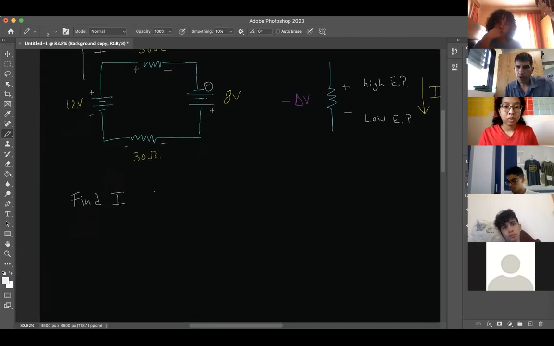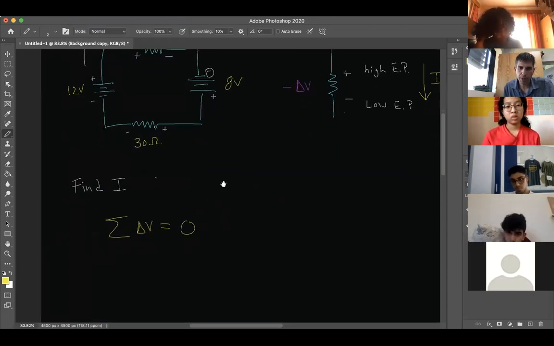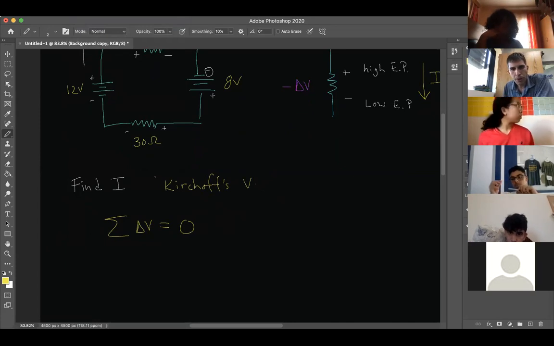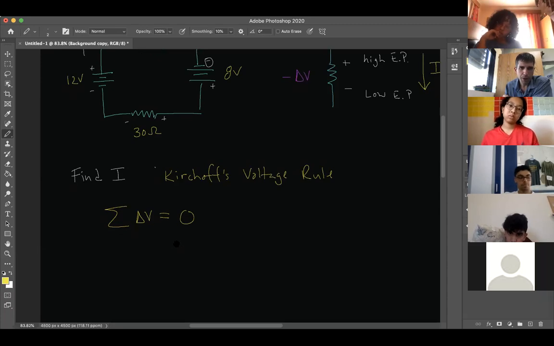So what we're going to do is add up all of the voltage changes along this circuit. And what we'll see is they should all add up to be 0. Okay, this is called Kirchhoff's voltage rule. Kirchhoff was a Russian physicist about 150 years ago. Kirchhoff's voltage rule. And we've actually been using this rule, okay? This is one way to write it, but I'm going to show you how to use it.